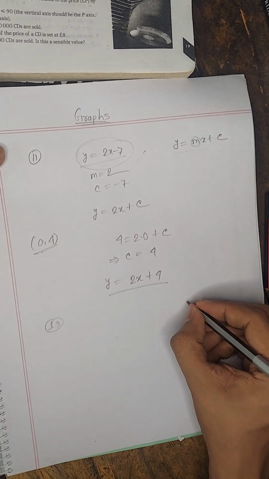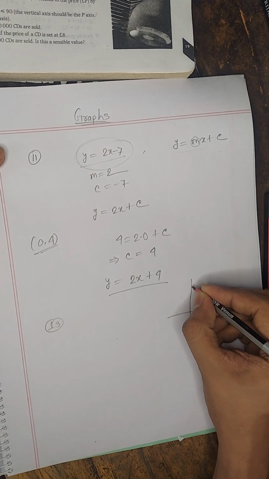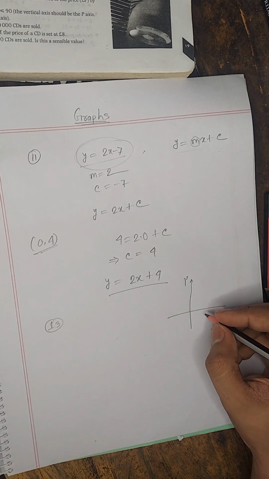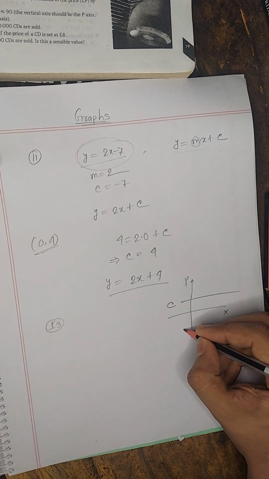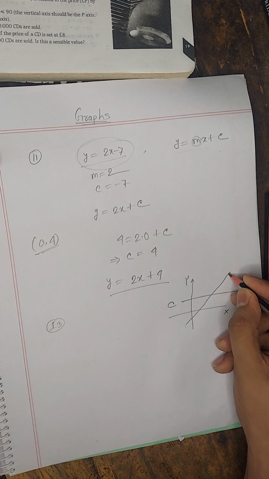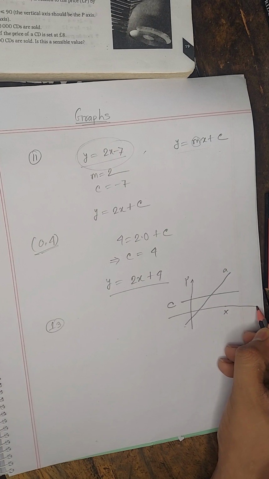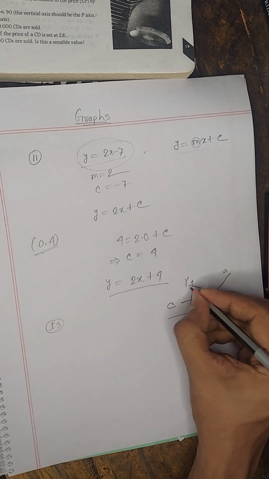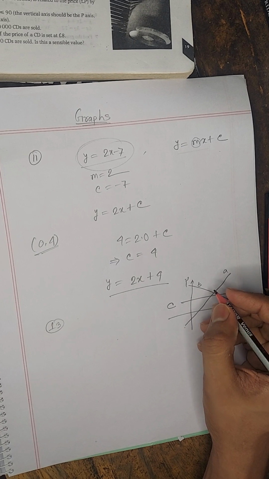The graphs are, if this is x and this is y, then the graphs are first this is c, the graph is a, and this is b. So now we can find the equations of the graphs here.